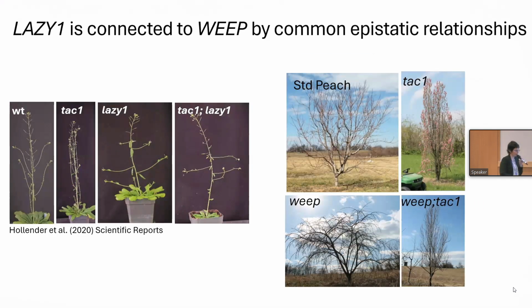This is the connection to lazy. There's a common epistatic relationship. So published a few years ago that TAC and lazy double mutants look like lazy. So lazy is epistatic to TAC. And years before that, the breeder I used to work with, the peach breeder, identified that weep and TAC mutants, we didn't know what genes those were, look like TAC. So TAC was epistatic to weep. So there is some connection. Okay.